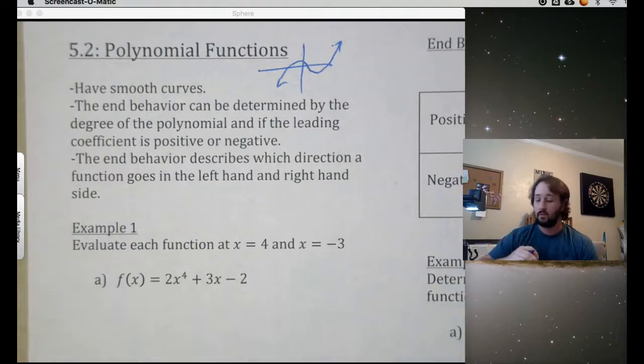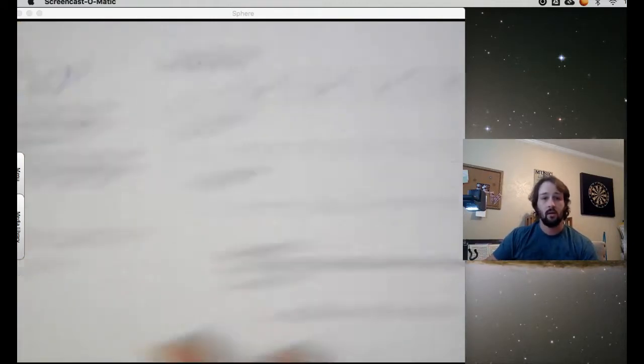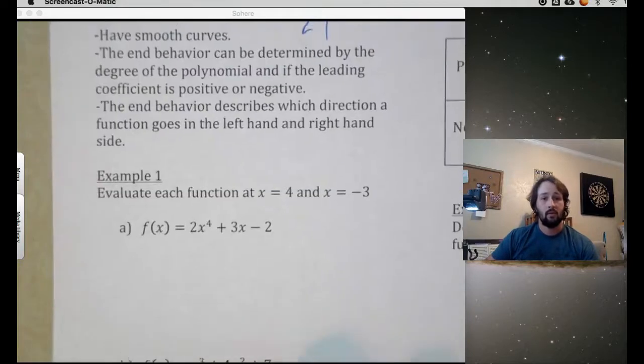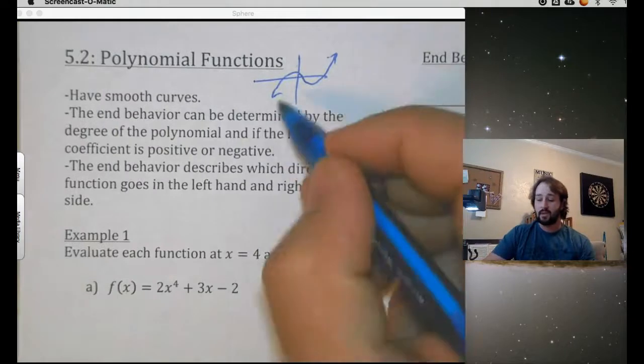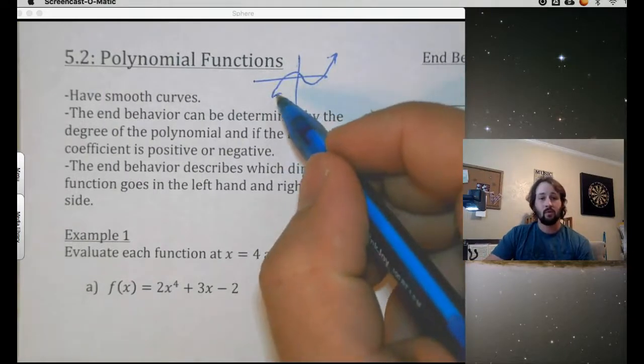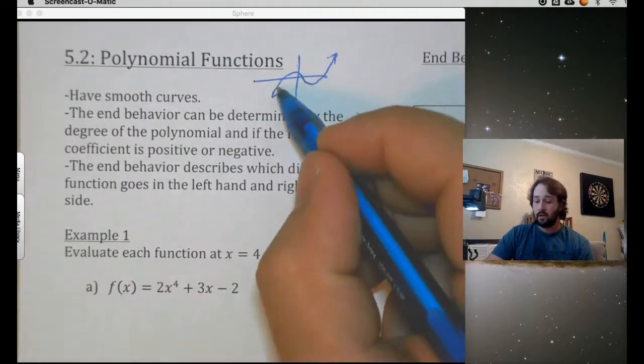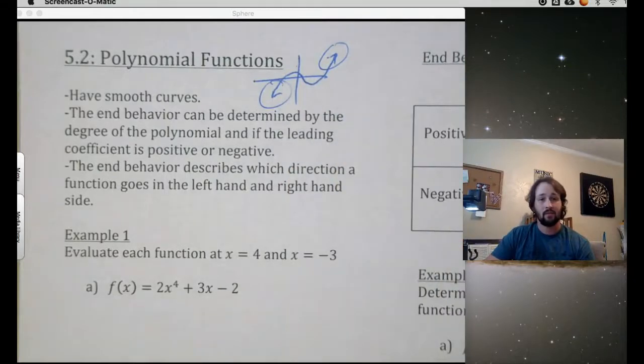The end behavior can be determined by the degree of the polynomial and its leading coefficient, if it's positive or negative. We'll talk about that when we get over here. The end behavior describes which direction it goes on the left-hand and right-hand side. So based on the highest exponent and whether the coefficient is positive or negative, we can determine what it's doing at the ends of the graphs. We'll get to that in just a minute as well.